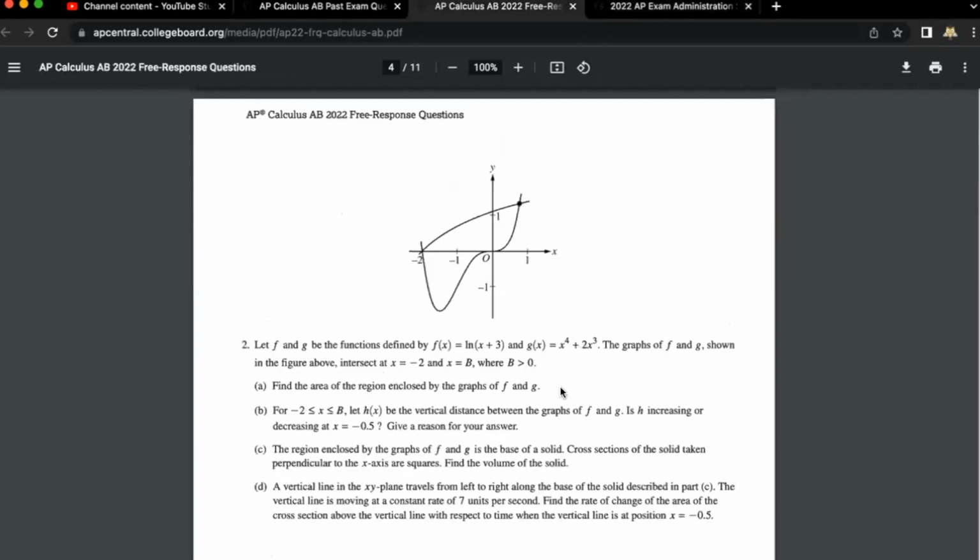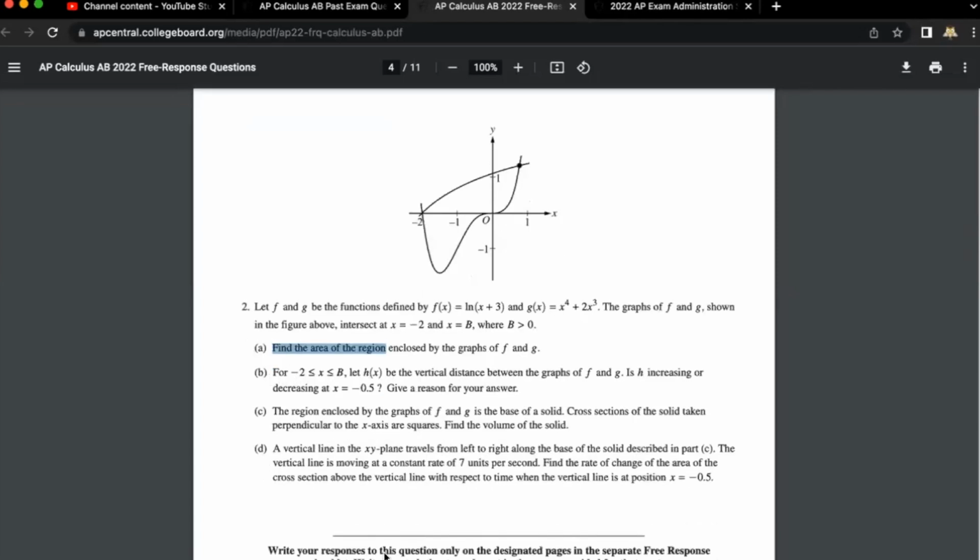So again, we've got to make sure we do this, right? Find the area of the region. They're asking for the actual numerical value, not just the equation. But the equation is essential to get it. So therefore, you're going to be asked for more than 1 point. This is worth 3 points, okay? Let's continue.